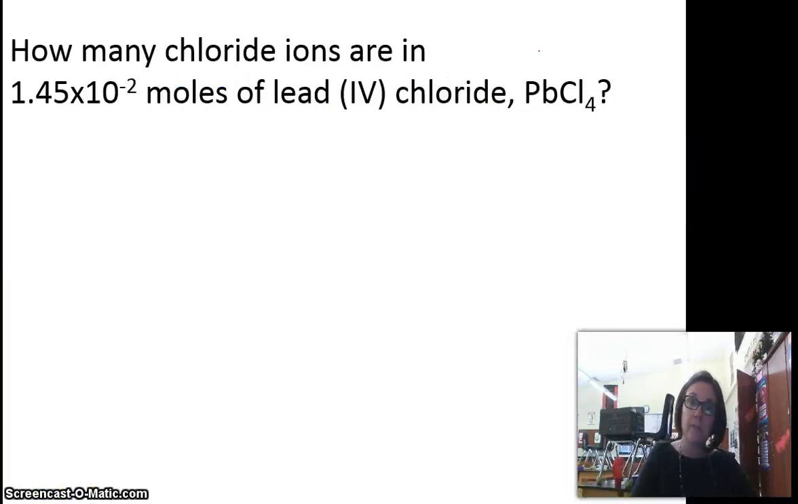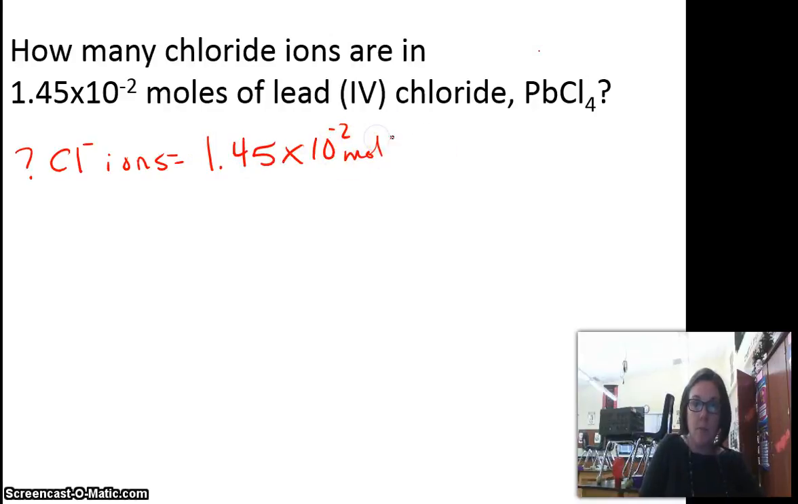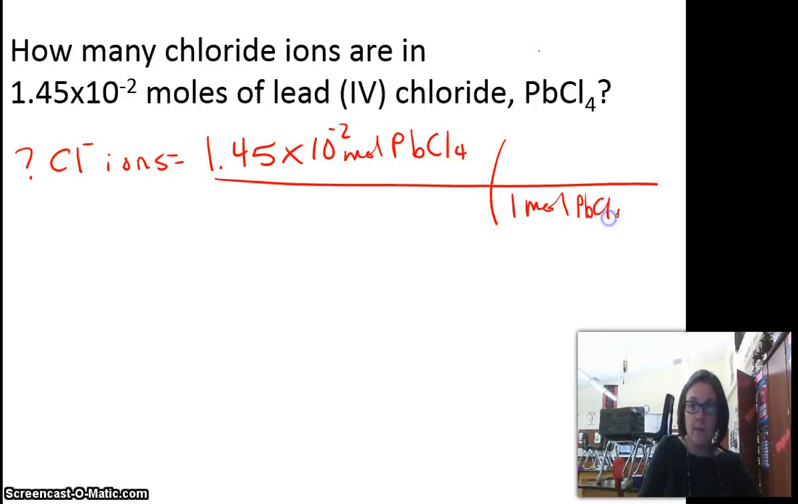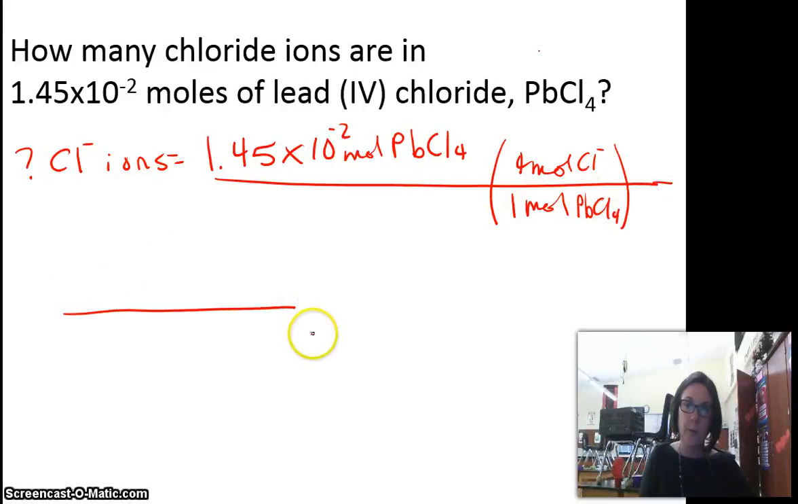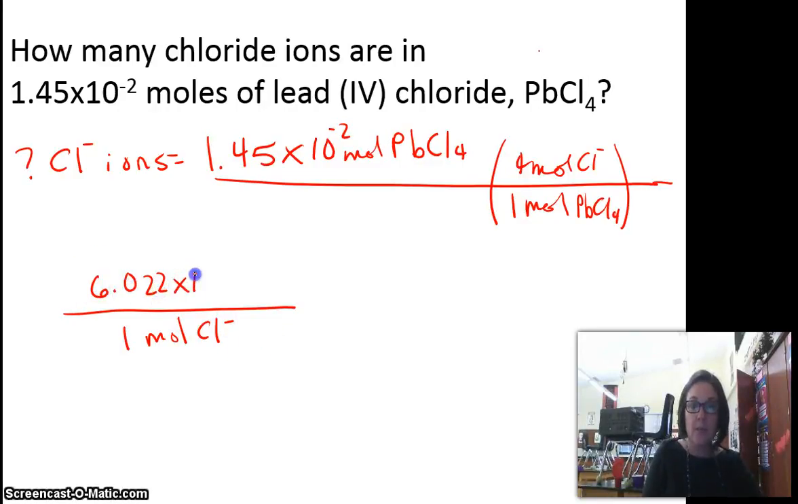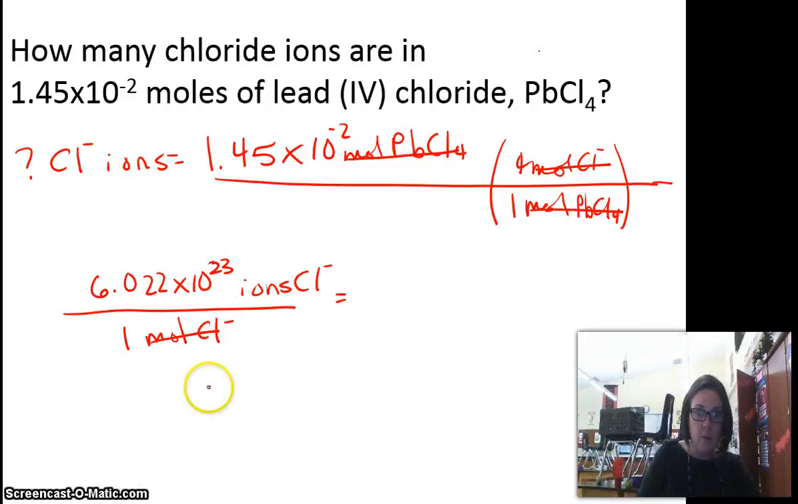We can turn that into a conversion factor fraction. So if a problem said how many chloride ions are in 1.45 times 10 to the negative 2 moles of lead 4 chloride, well, for every 1 mole of lead chloride, there were 4 moles of chloride ions. And then this one's asking for the actual ions, so next, if we continue down here, because I ran out of room, for every 1 mole of chloride ions, there are actually 6.022 times 10 to the 23rd chloride ions. So I've set it up so that the moles of lead chloride cancel out, the moles of chloride cancel out, and the units I'll have left would be ions of chloride.